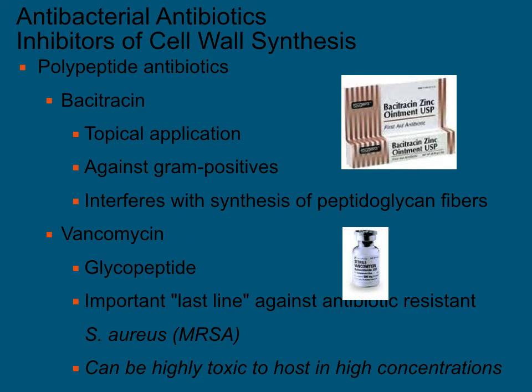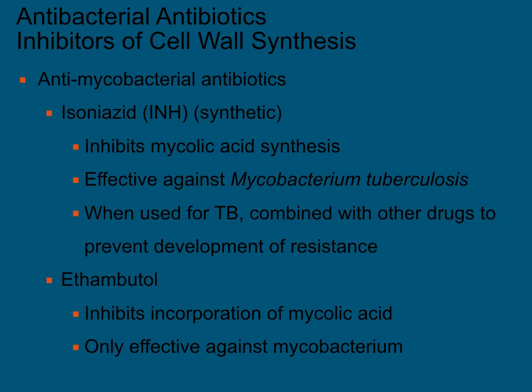Some other inhibitors of cell wall synthesis include the bacitracins and vancomycins. These are your polypeptides. I'll let you look at those. Then the other inhibitors of cell wall synthesis are the super narrow spectrum drugs against mycobacterium, tuberculosis in particular. So isoniazid, also known as INH, and ethambutol are both extremely narrow spectrum and usually given in combination with other drugs against tuberculosis.